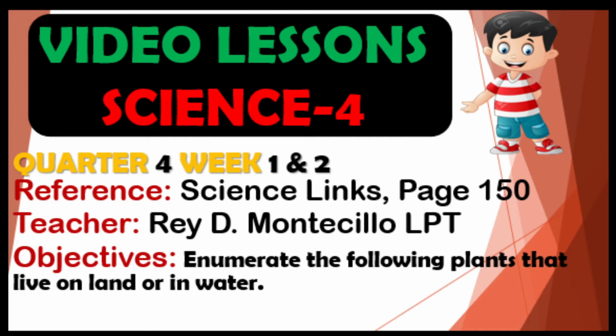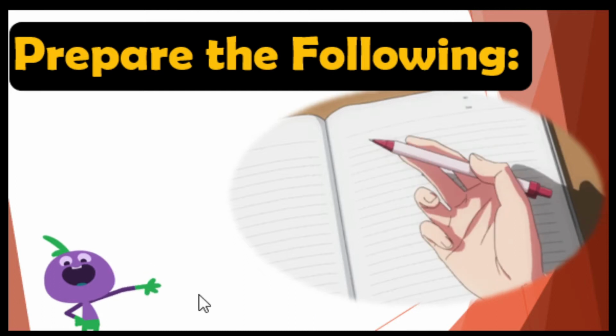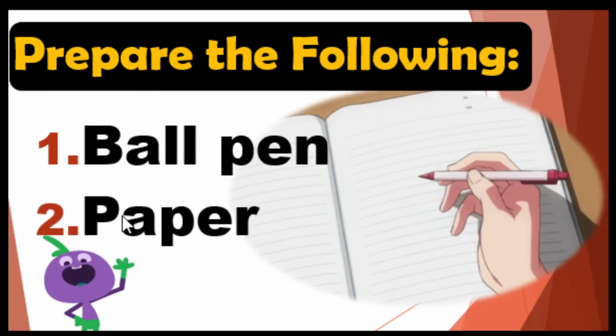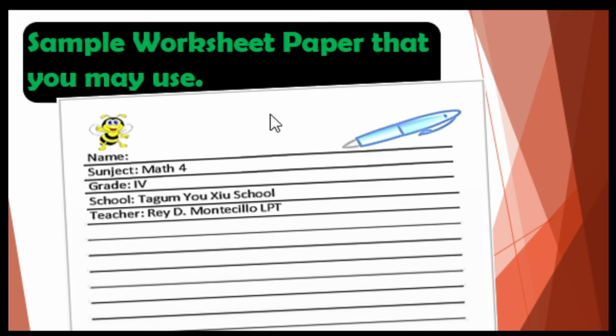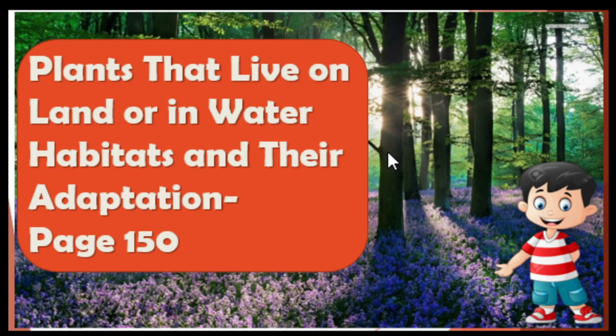At the end of this lesson, you are expected to enumerate the following plants that live on land or in water. Please prepare the following: your ball pen and paper. This is a sample worksheet paper that you are going to use. In this video class, you will be learning the lessons about plants that live on land or in water, and also habitats and their adaptation. These lessons can be found on page 150.